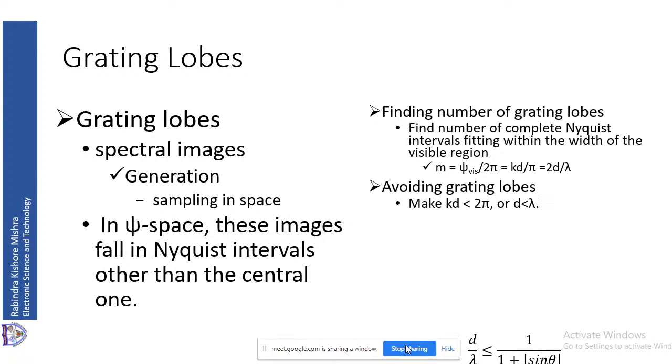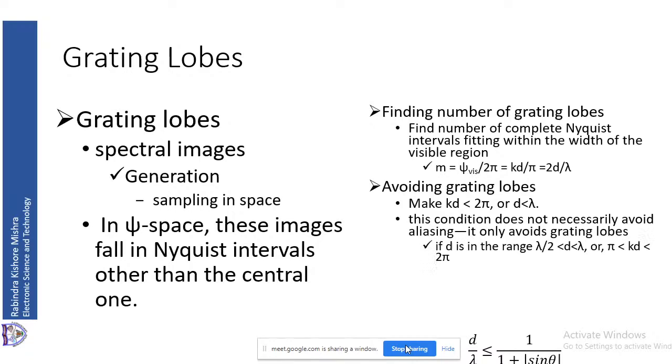To avoid grating lobes, what you have to do? Make kd less than 2 pi, or d less than lambda. So that will ensure that your grating lobes are not there. But this condition does not necessarily avoid aliasing. Aliasing can be there. This condition only avoids the grating lobe. So aliasing can always be there.